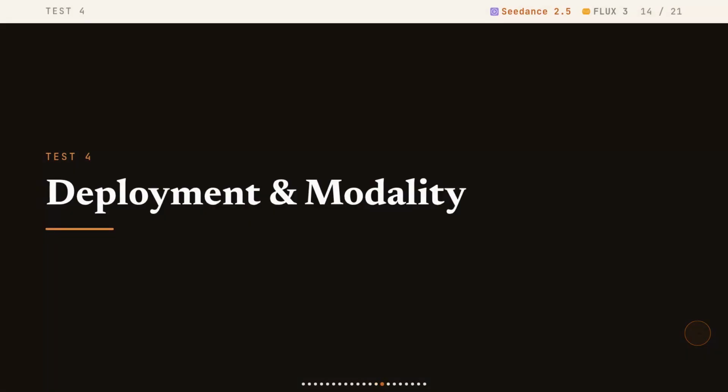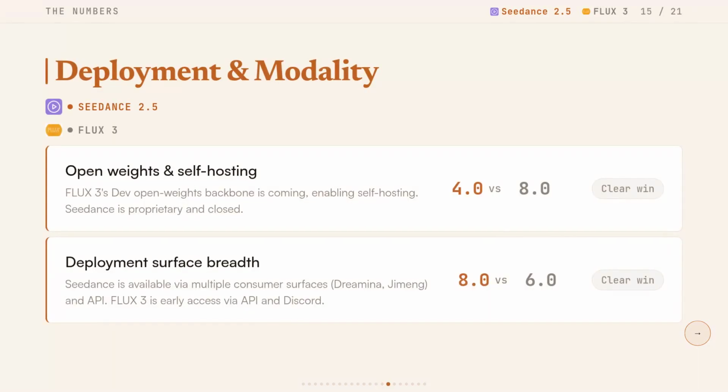Test 4. Deployment and modality. You're a developer who needs to self-host a video model, fine-tune it on your own data, and keep the weights on your own infrastructure. And if the model is closed and proprietary, that door is completely shut. Open weights change everything for that use case, and this is the one dimension where the two models land in very different places. Watch what happens when you look at the deployment story.